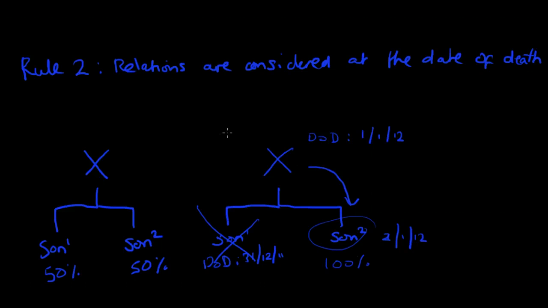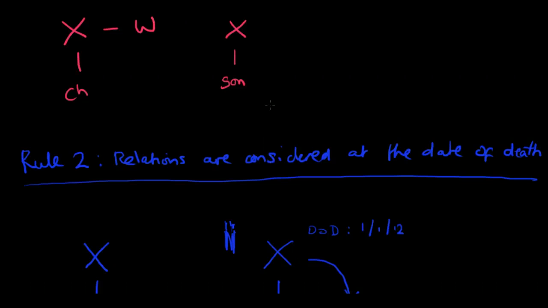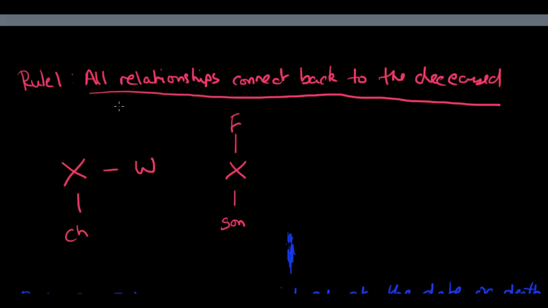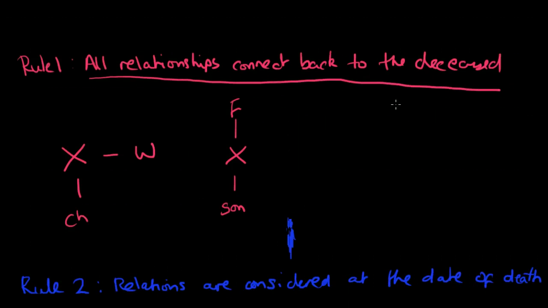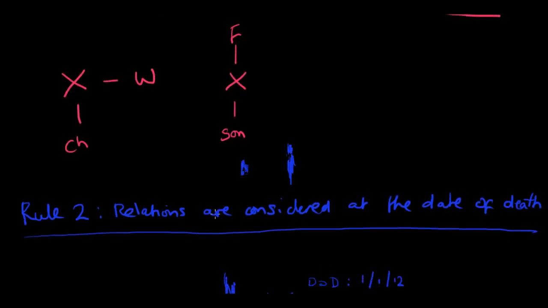So these are the two rules. You need to really grasp this, because this is crucial as we go along. Rule number 1, all relationships connect back to the deceased, meaning that it's the deceased who we consider when we talk about relationships. And rule number 2 is relationships are considered at the date of death. And these two rules are crucial to understand.